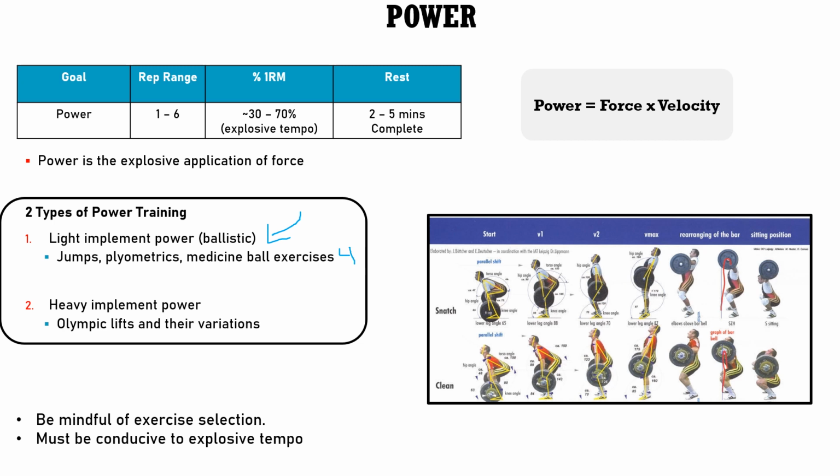But we can also have what's termed heavy implement power. And this is where we're moving loads fast, but there's actually a little bit more load that we're trying to move. So again, 30 to 70% maybe of that 1RM. Examples of these might be Olympic lifts and their variations. If you're not familiar or don't remember, the 2 Olympic lifts can be seen here. Not only can they be used in training, but the components and the variations of these 2 lifts are often used in training as well.